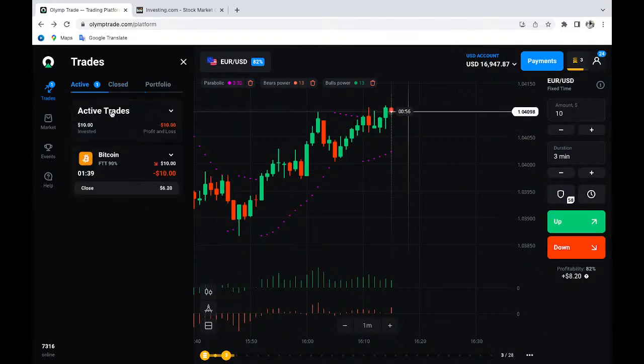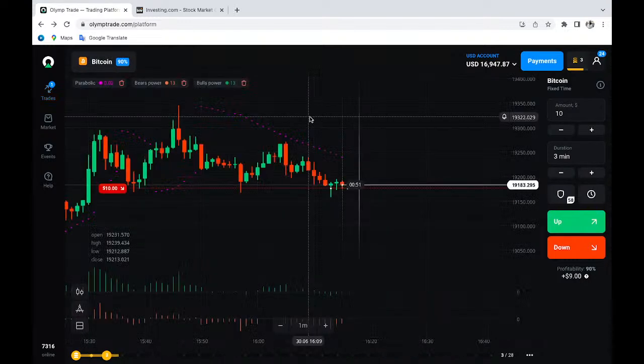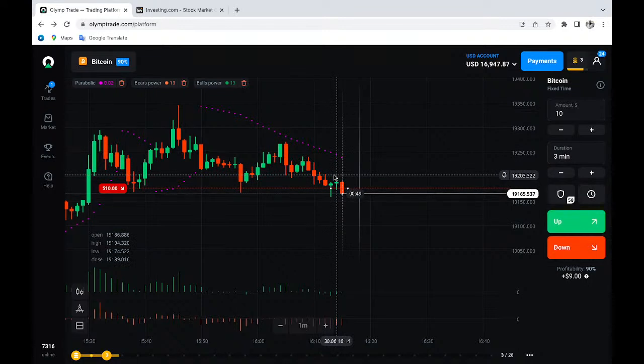Again, I have an active trade here on Bitcoin which I opened. As I told you in the beginning, it was quite late, because whenever there is a trend reversal, try to open as soon as possible, because that gives you much better chances of success, since that is a trend reversal.